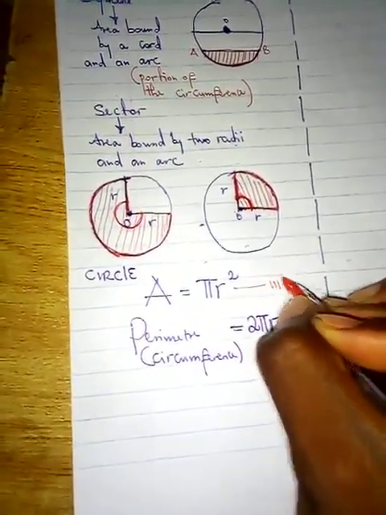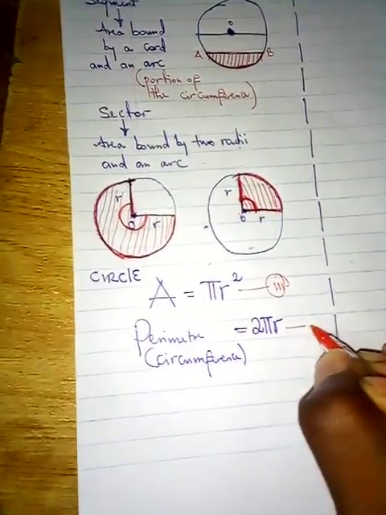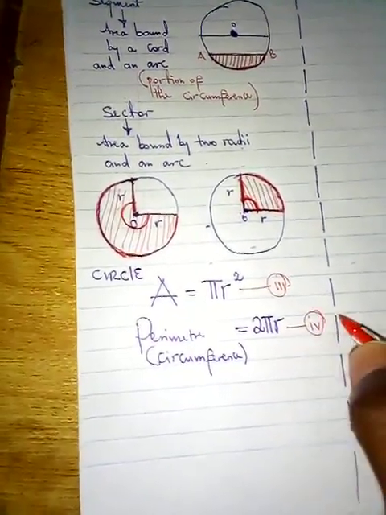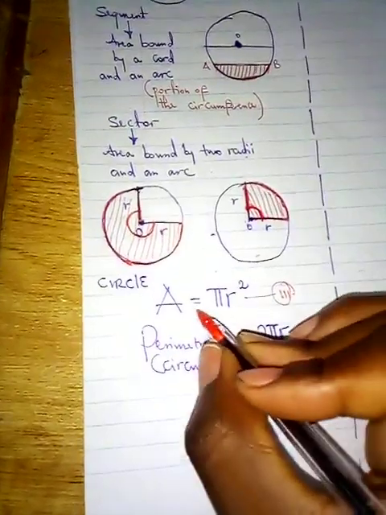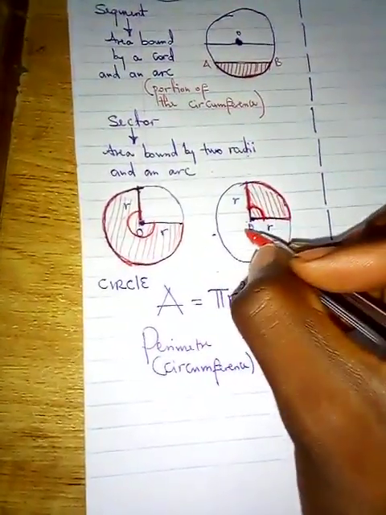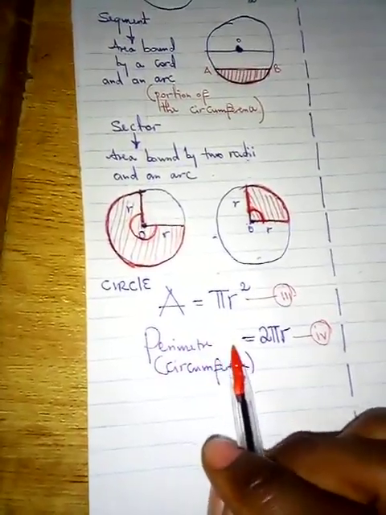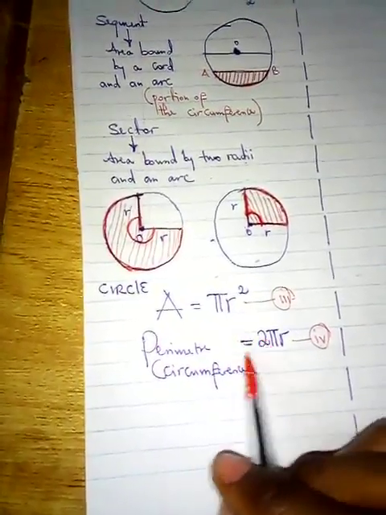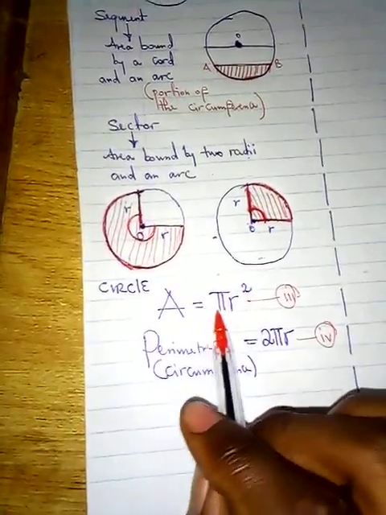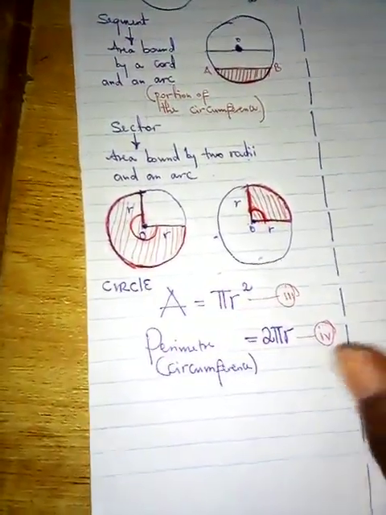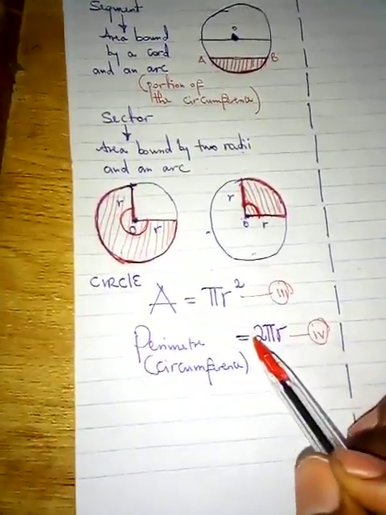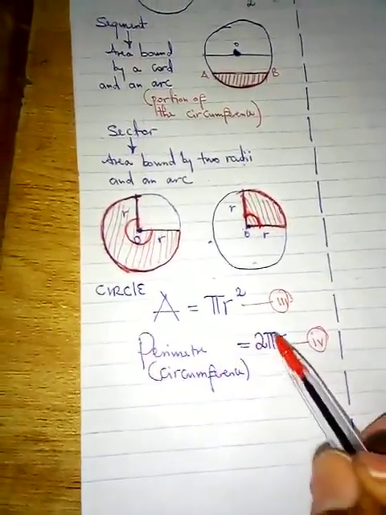So I'll call this equation 3 and I'll call this equation 4 or formula 4 if you want. So A is equal to pi r squared, that's the area formula of a circle. The perimeter or circumference formula of a circle is just 2 pi r. If you differentiate the area with respect to the radius, you're going to have your circumference, which is 2 pi r in that way.